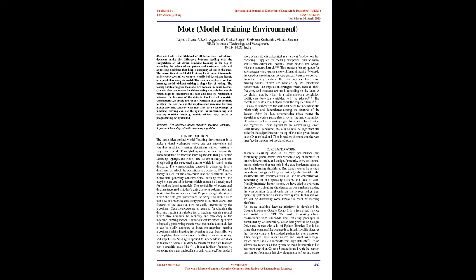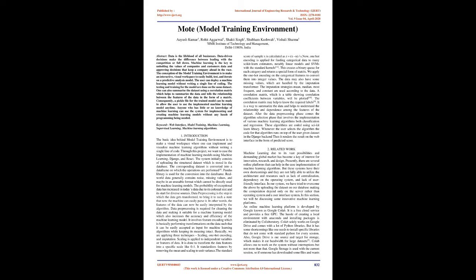Real-world data generally contains noise, missing values, and may be in an unusable format which cannot be directly used for machine learning models. The probability of exceptional data has increased in today's data due to its colossal size and its origin from diverse sources. Data pre-processing is the step in which the data gets transformed to bring it to such a state that the machine can easily parse it. In other words, the features of the data can now be easily interpreted by the algorithm. Data pre-processing is required for cleaning the data and making it suitable for a machine learning model, which also increases the accuracy and efficiency of the machine learning model.